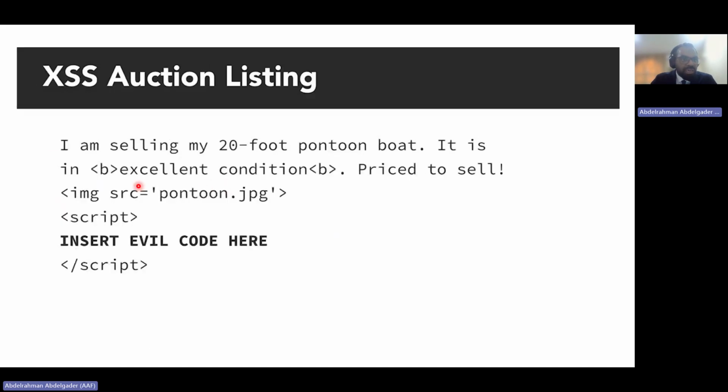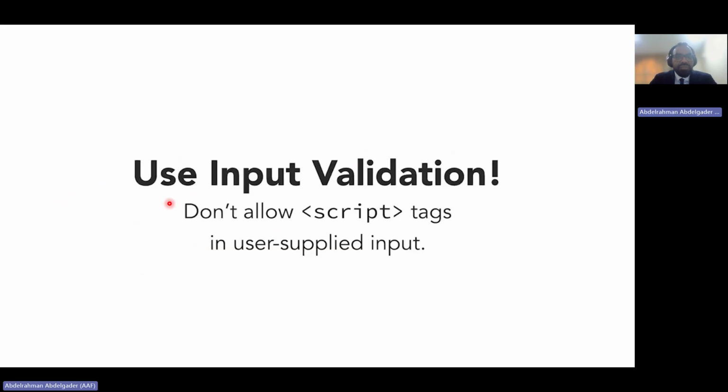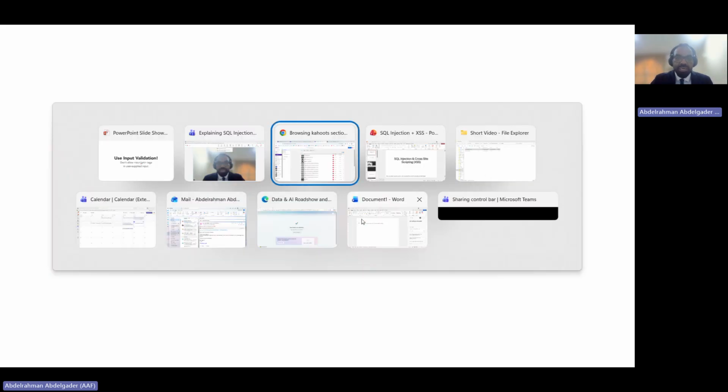But what if in the same advertisement, the advertiser used the script tag and inserted some malicious or evil code here? This code is going to be executed in the web browser of the visitors of that website, and accordingly, they are going to be compromised. The good thing is that defending against cross-site scripting attacks is kind of straightforward. We simply need to make sure that the people who are writing their advertisements are not allowed to use a script tag. After that, we will be safe against cross-site scripting attacks.